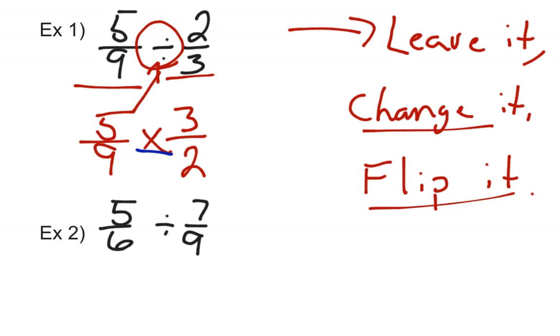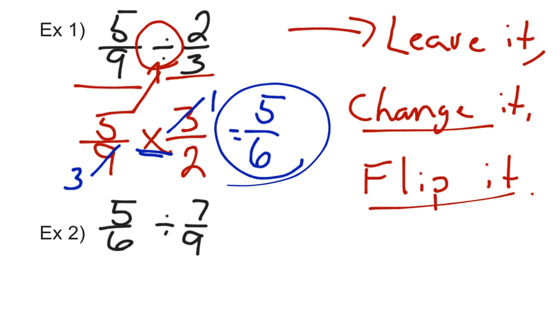Now that it's a multiplication problem, I do everything that I did when we learned multiplication, which means I can reduce now. The 3 and the 9, divide them by 3, I get a 1 and a 3. The 5 and the 2 I can't do anything with. So multiply the numerators. 5 times 1 is 5. Denominators, 3 times 2 is 6. I check to see if it can be reduced or simplified. It's already in simplest form. So that answer is 5/6.